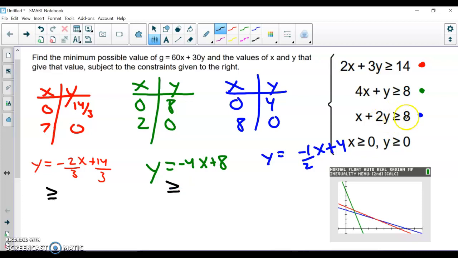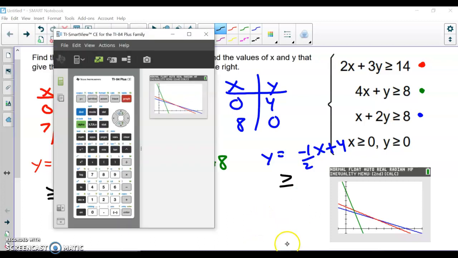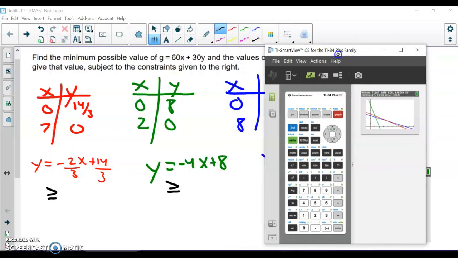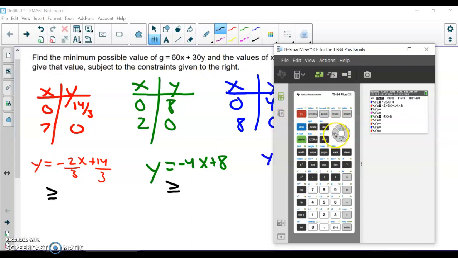I never divided by a negative, so that's going to maintain its greater than or equal to. So you actually can put it in the calculator that way. If we go back to y equals, if you highlight this bar here and hit enter, you should be able to go down to style.